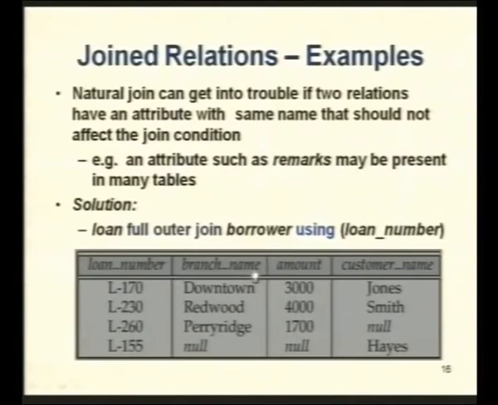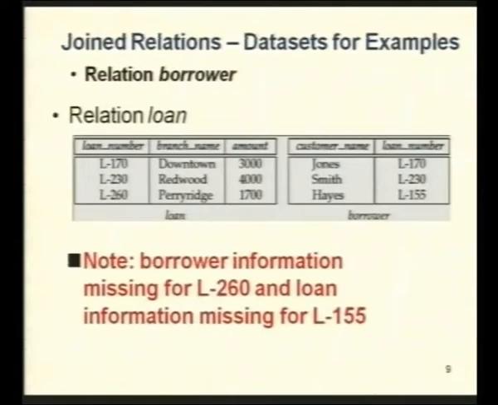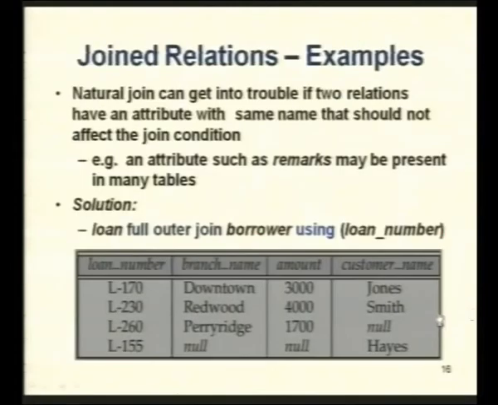Now let us look at the same example for the borrower and loan relations that we saw. This is the relation loan and borrower. Corresponding to this, you will have a null for the loan number and Hayes, and corresponding to this, you will have a null for the loan. So this is the full outer join. You can understand the whole concept of full outer join from that example. You have a null here for the customer name, because there is no corresponding L260, and for 155 you do not have a branch name and amount. So this is a full outer join.